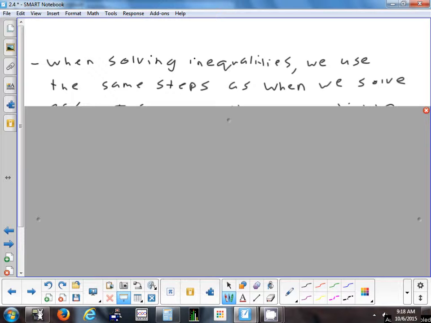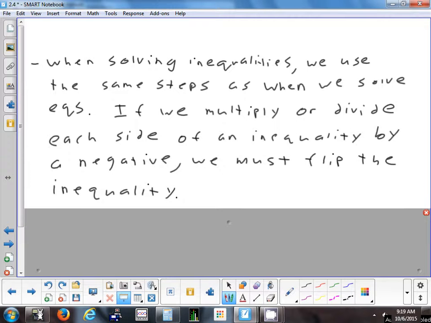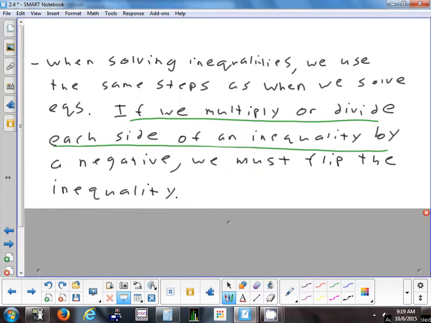We might have to flip it if you want to rearrange it, just to get the x on the left side. But the flipping I'm thinking of here is when you multiply or divide by something special. By a negative. If you multiply or divide each side by a negative, you have to flip the inequality. If you don't, then it comes out wrong. So make sure you remember that. If you multiply or divide each side of an inequality by a negative, flip the inequality.